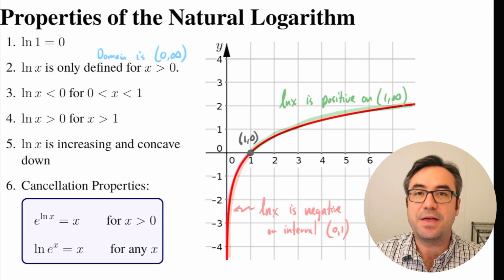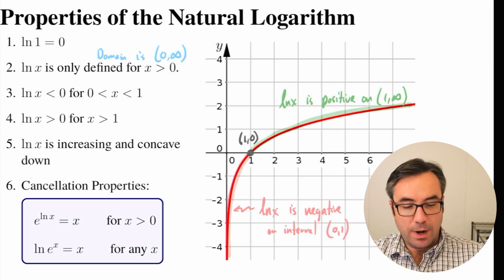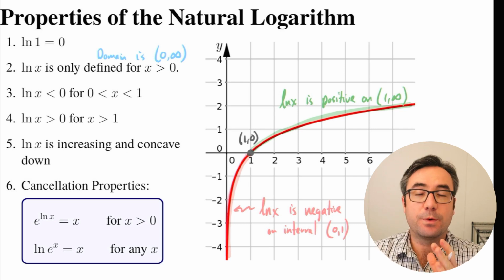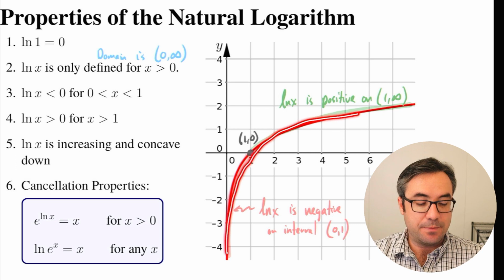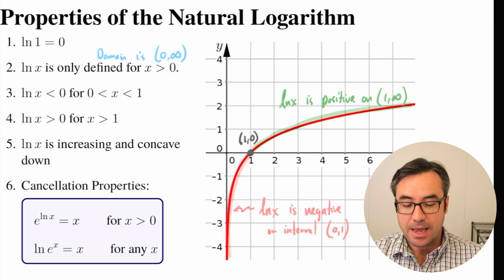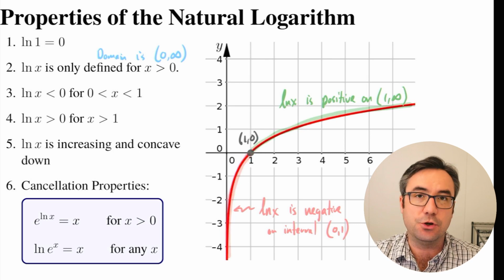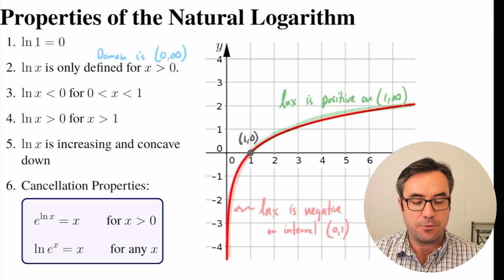So it's positive on that interval from 1 to infinity. What else do we see if we look at this graph? Well, as we read from left to right, the function's always going to be increasing. And we also see that it has that concave down bend to it. So the graph, as we read left to right, it's kind of bending down. It has that concave down bend.